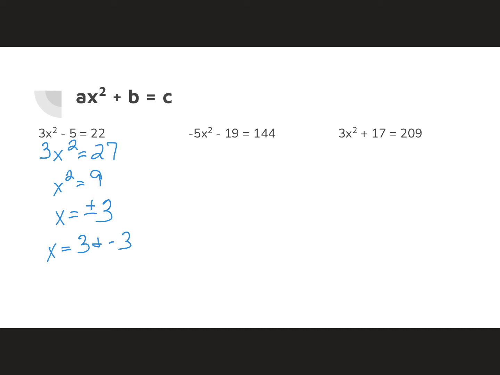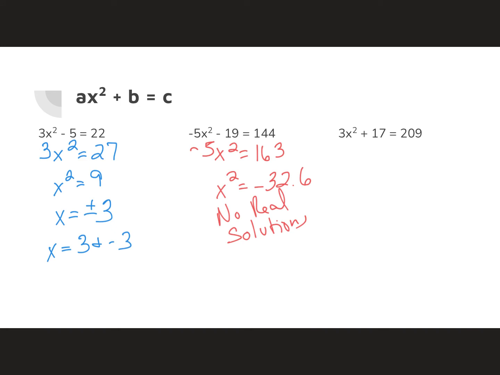First thing I'm going to do is add 19. So I have negative 5x squared equals, see, when I add 19 to 144, I get 163. Then I'm going to divide by negative 5. I get x squared equals negative 32.6. At this point, I know there's no real solutions, because again, if I have a negative number to take the square root of, there's no real solutions.